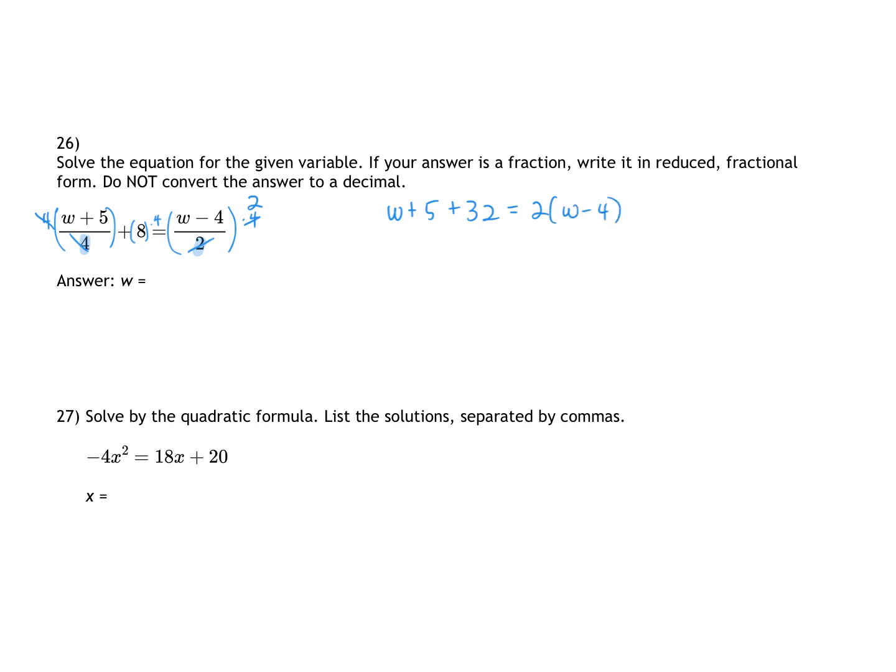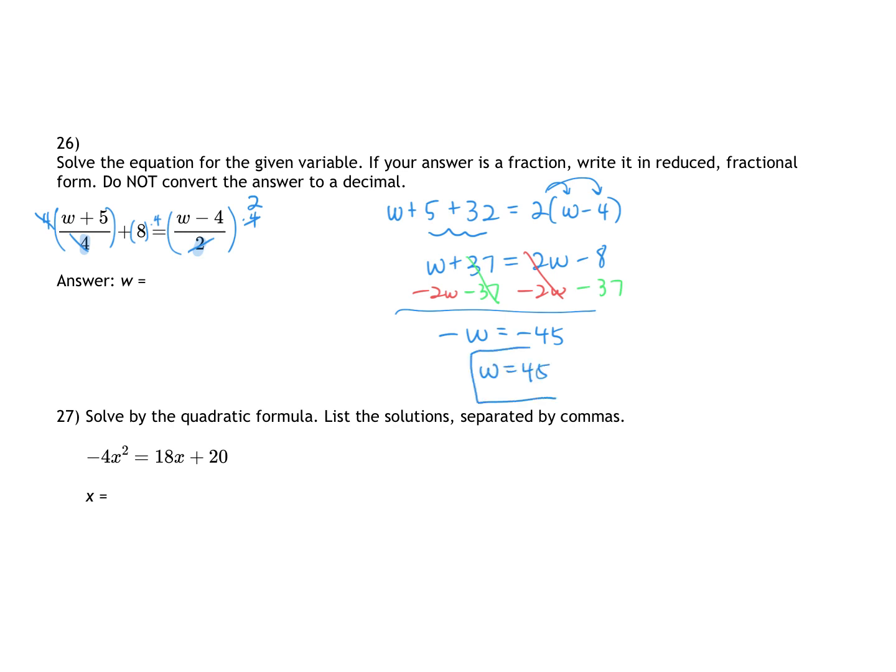Then you would solve that equation. Distribute the 2, add your like terms. So w plus 37 equals 2w minus 8. We would subtract 2w, moving it to the left, and subtract 37 to move it to the right. So we would have negative w equals negative 8 minus 37, which is negative 45. So w is positive 45. That would be your answer. And that's number 25.